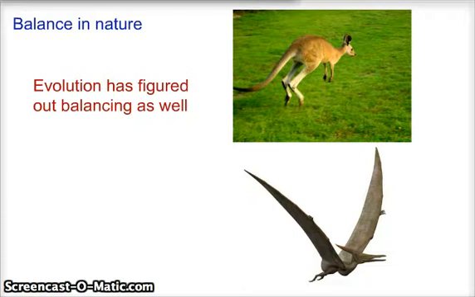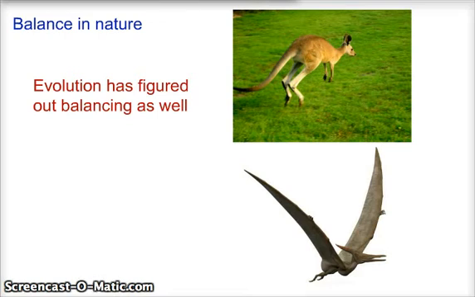And as you guys probably know also, evolution has figured out this balancing act as well. Two examples that your book points out on page 120 are the kangaroo and the pterodactyl. The kangaroo, you can see, has a fairly large and massive tail that it uses to provide a counterweight or balance when the kangaroo leans forward to run or jump.